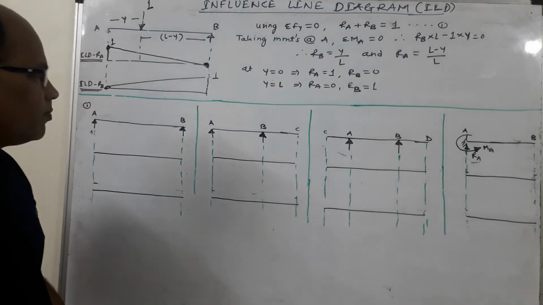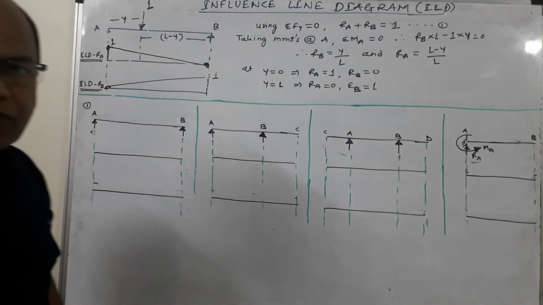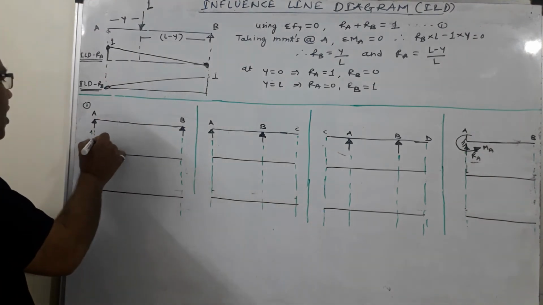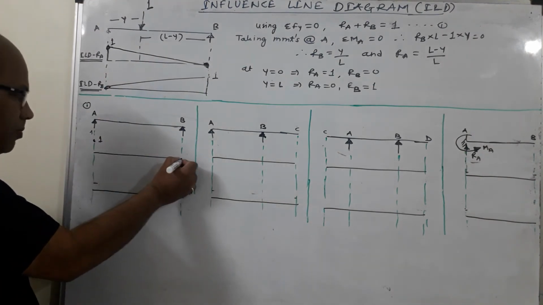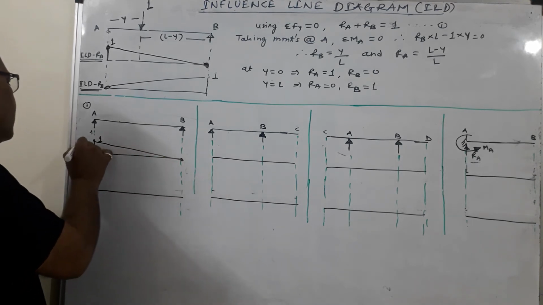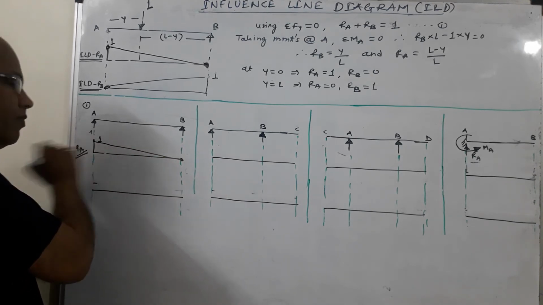So it is a simply supported beam. In the case of a simply supported beam, how to draw the ILD, we have seen just now. Mark 1 at A, mark 0 at B, and join these two together by means of a straight line, and it is the ILD for Ra now.